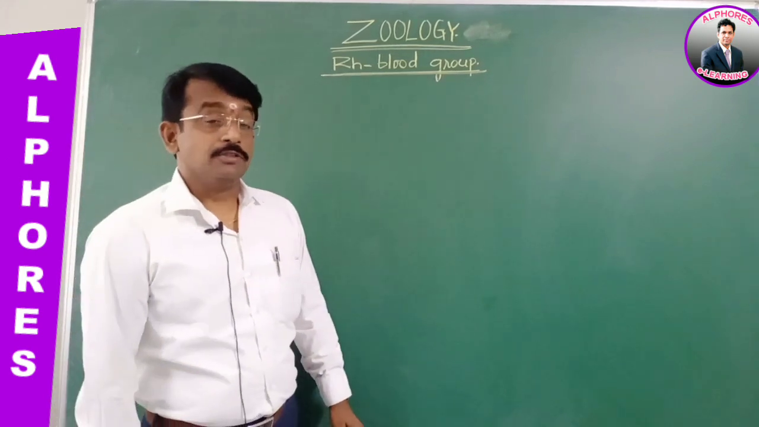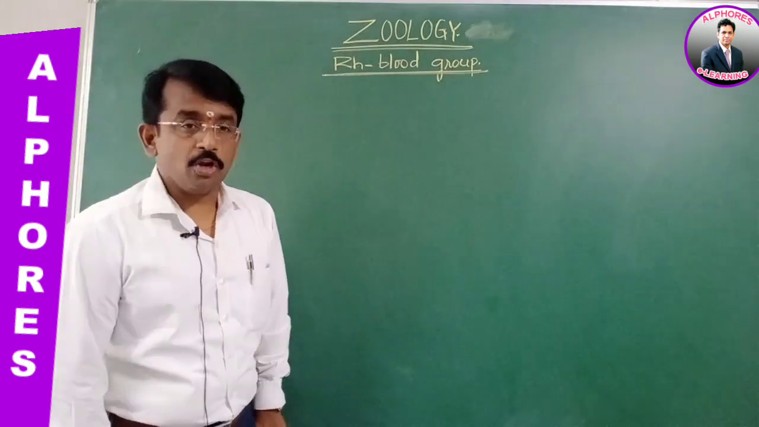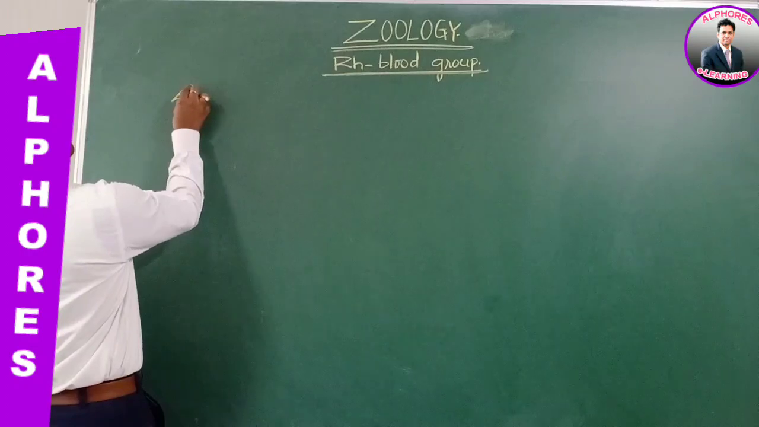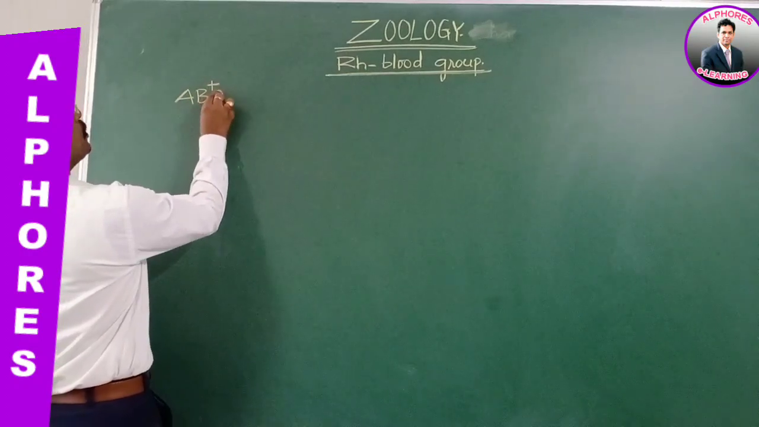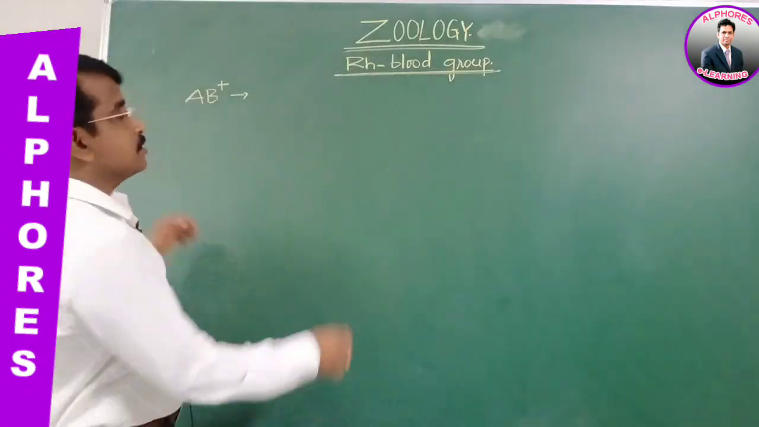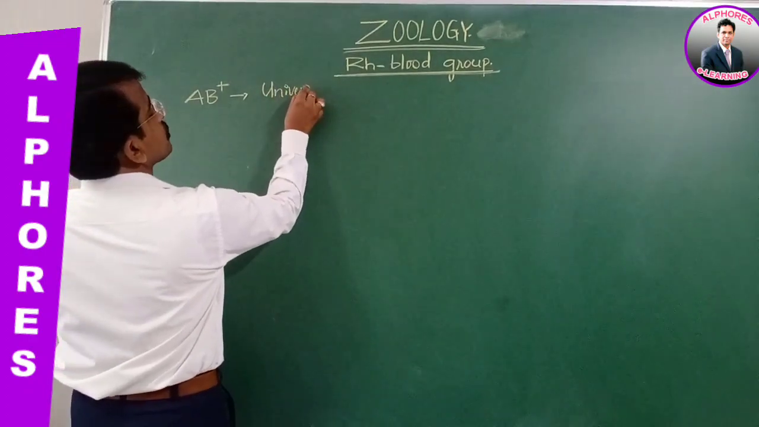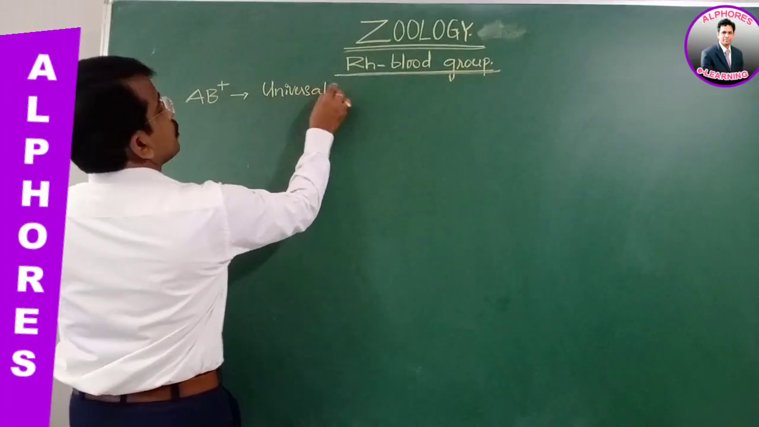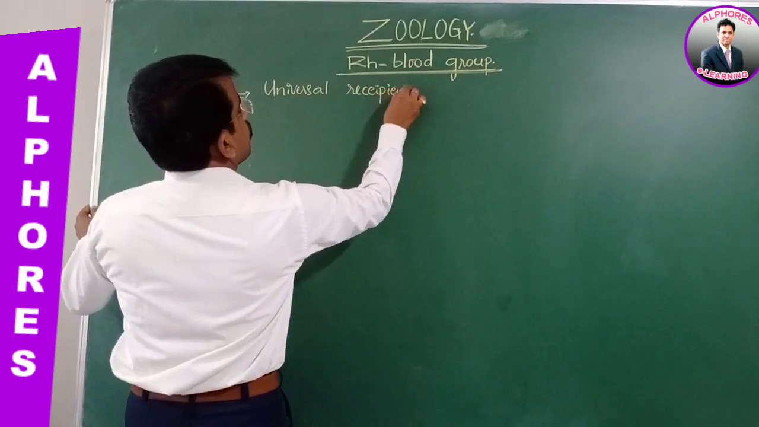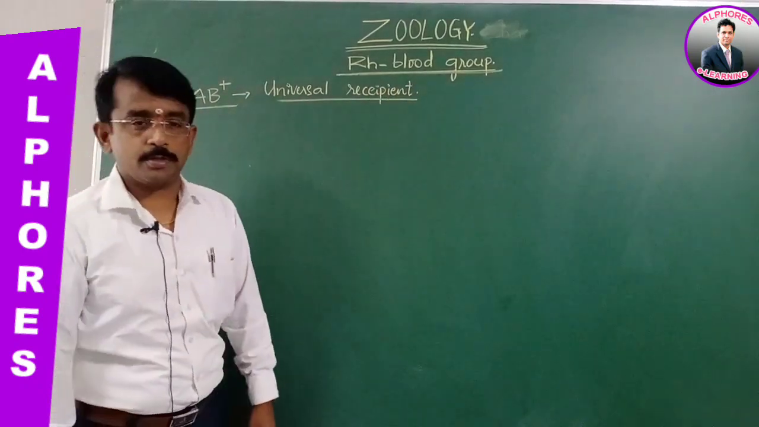Next, generally in these blood grouping systems, AB plus, AB positive, is said to be the universal recipient. We have discussed the universal recipient. The AB positive is considered to be the universal recipient.